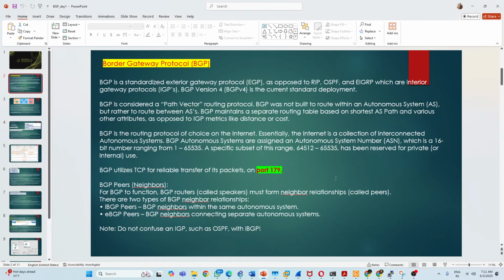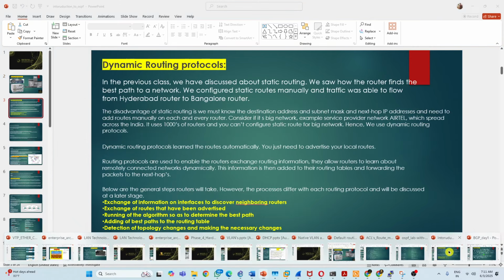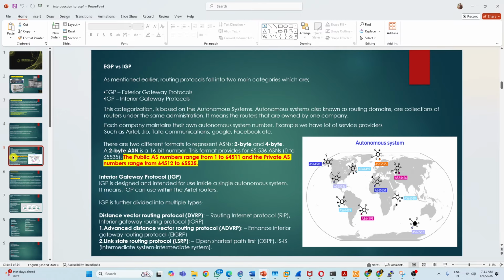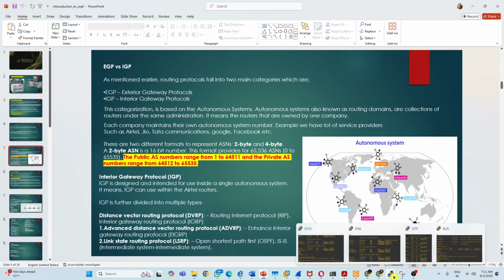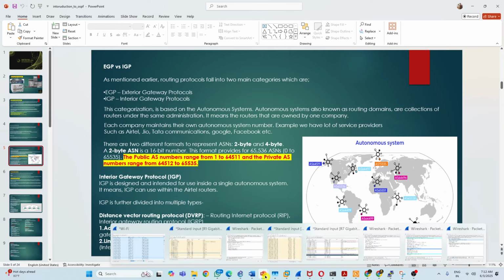Welcome to BGP classes. BGP is the Border Gateway Protocol. Everyone knows, right? If you want to configure a protocol between two autonomous system members, what routing protocol do we need to configure? We need to configure BGP, right? I already discussed this with you during dynamic routing protocols.